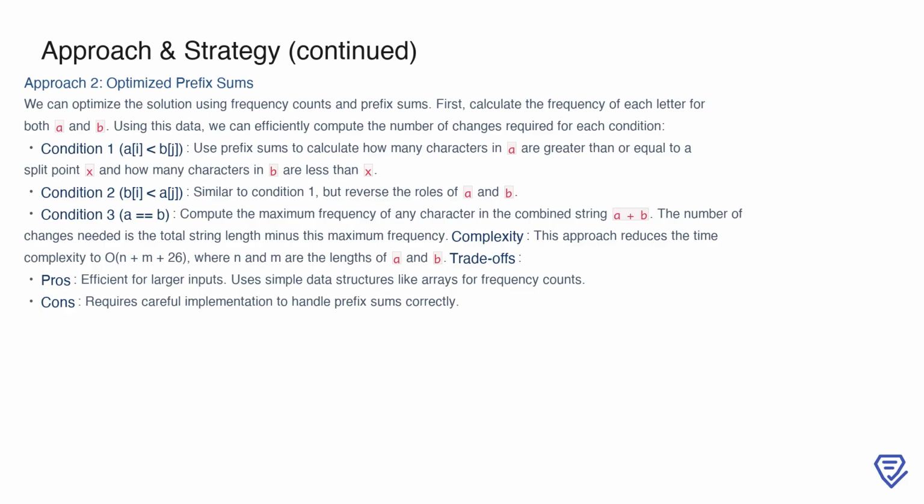Similarly, for the second condition, where B must be strictly less than A, we reverse their roles and repeat the process. The third condition, where the strings must become identical, is simplified by finding the maximum frequency of any single character in the combined string A plus B. The total number of changes required is the combined length of both strings minus this maximum frequency.